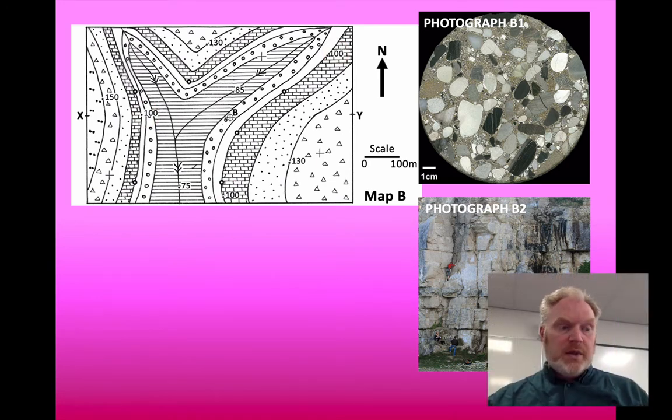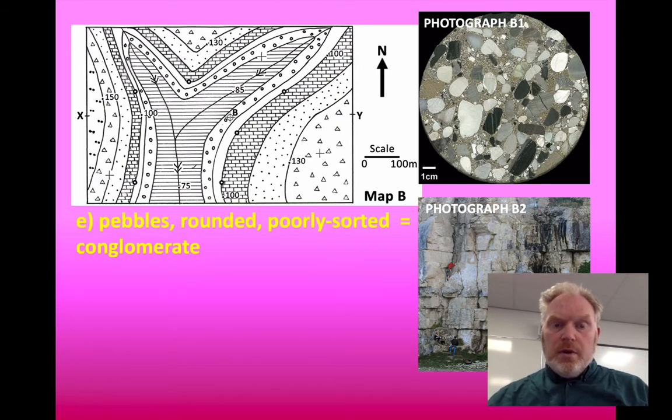Question E. You're asked to describe the texture of the rock shown in photograph B1, and then to suggest the rock unit from which the specimen was taken. Okay. As always, if we're describing a clastic sediment, which this clearly is, we can clearly see the fragments here, we think about the size, the shape, and the sorting.